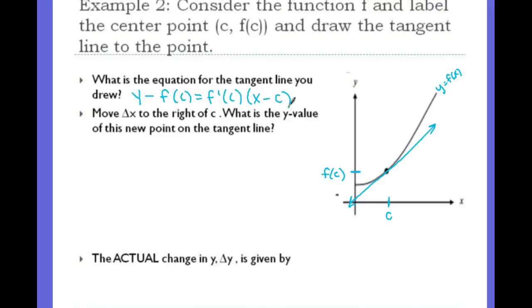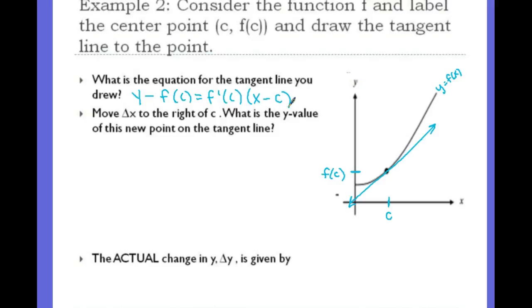What we're doing again is talking about moving delta x to the right of c. Differentials are saying, how far away can I get from this point and my line still give me a good approximation? When we talk about linear approximation and differentials, we talk about the change in the value of x, and we try to use that to approximate the slope right here.